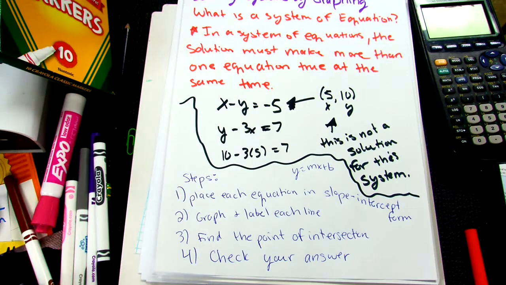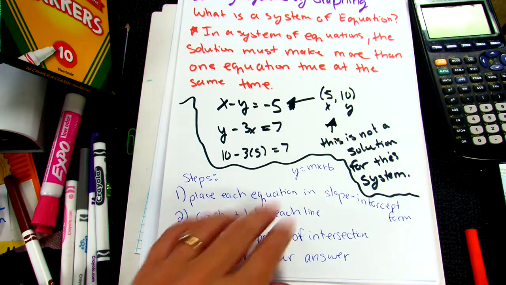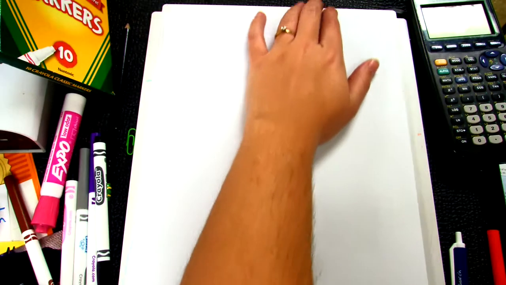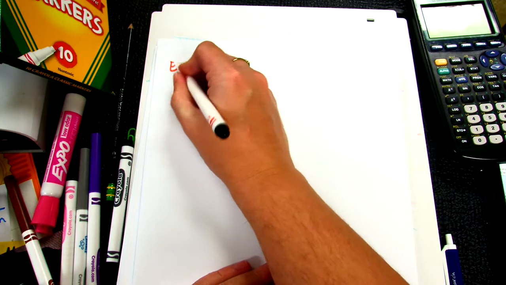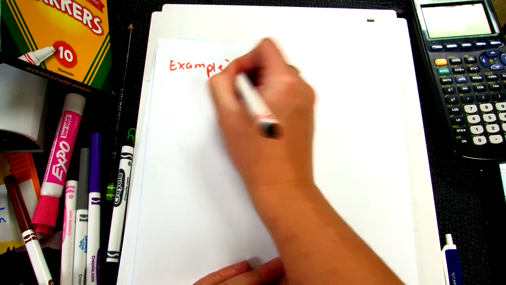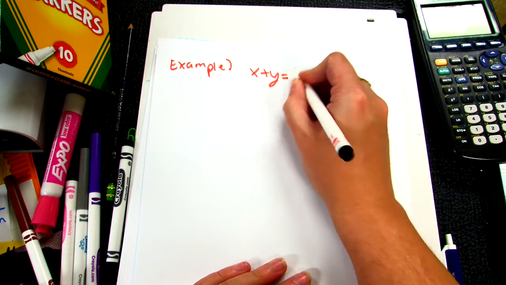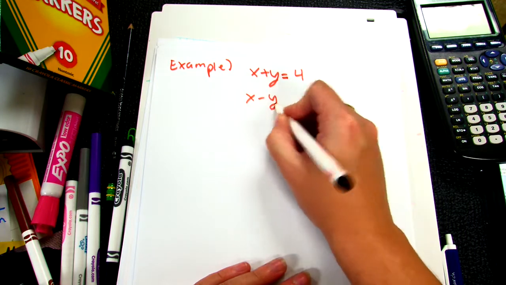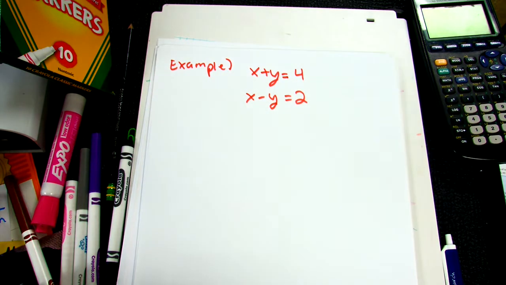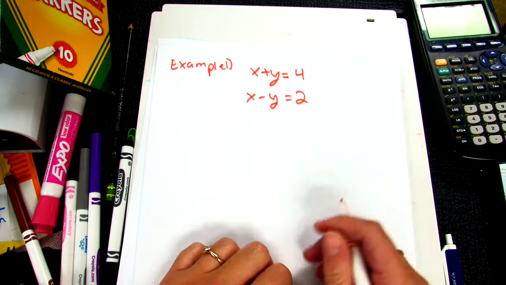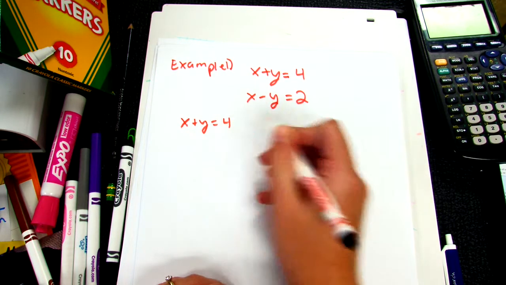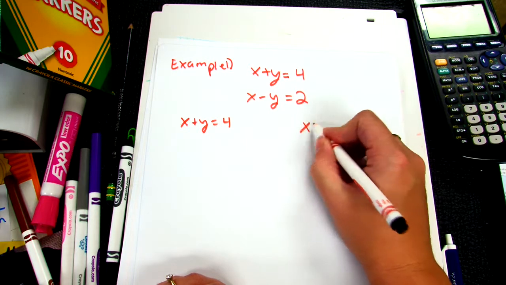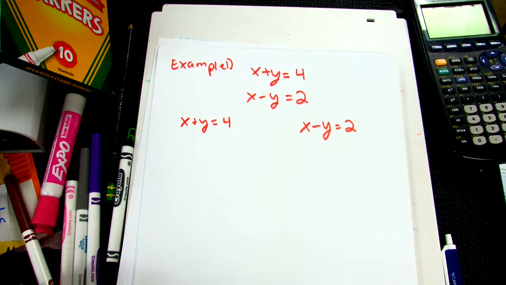All right, so let's go ahead and do an example. Okay, so our first example, we want to look at x plus y equals 4 and x minus y equals 2. All right, so step 1, put each of those into slope-intercept form. So x plus y equals 4 needs to go into slope-intercept form, and x minus y equals 2 needs to go into slope-intercept form.